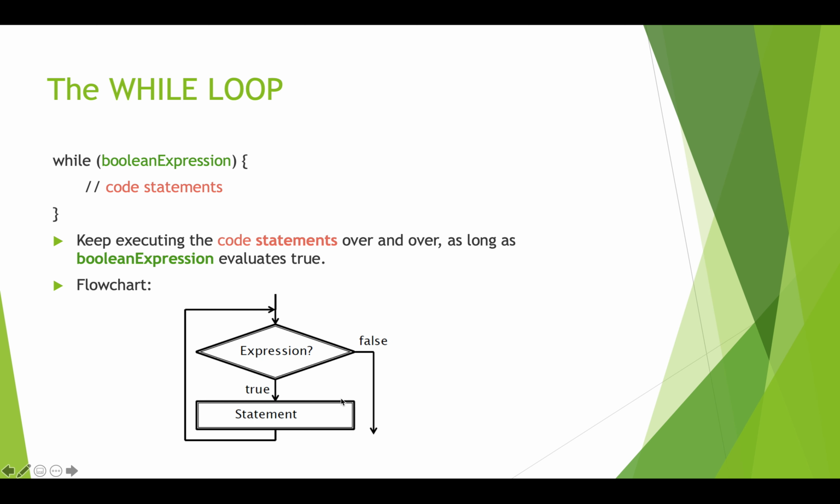So this is a flowchart that illustrates this idea. We check the expression. If it's true, we execute some statements, and then we come back and we check the expression again. If it's true again, we execute those statements again and come back and test the expression again. If at some point this expression evaluates to false, then we don't execute these statements and we go down and do the statements that are after the loop.